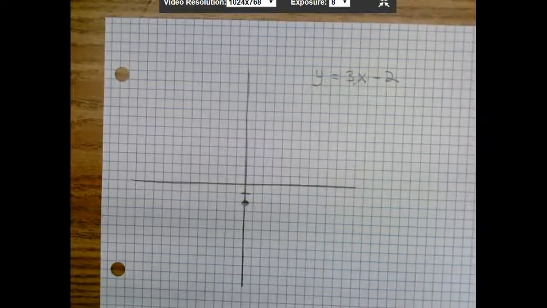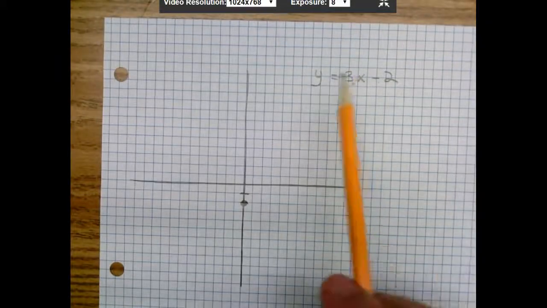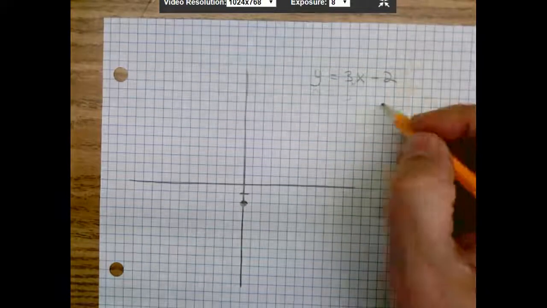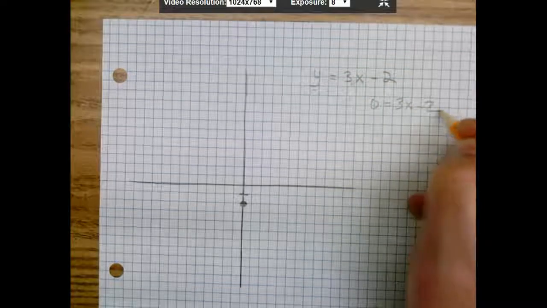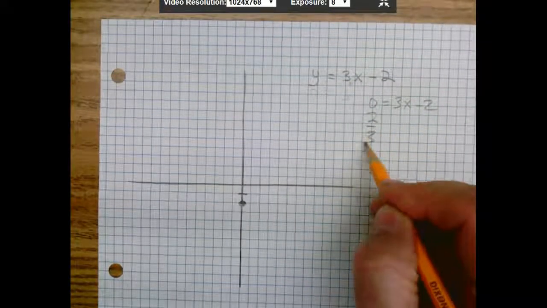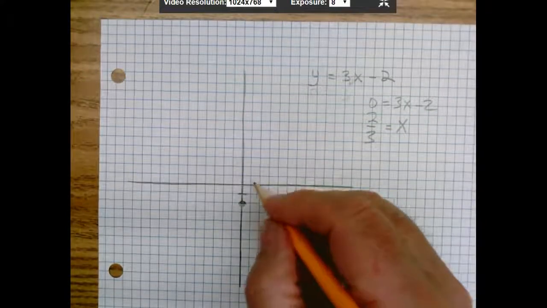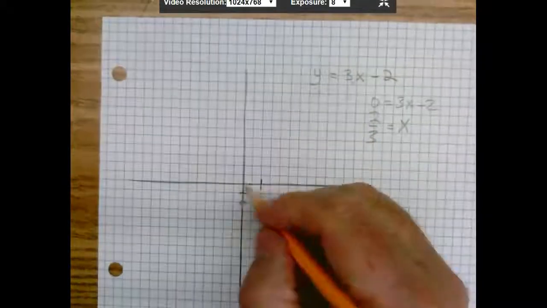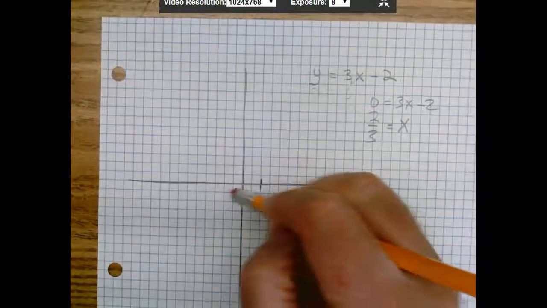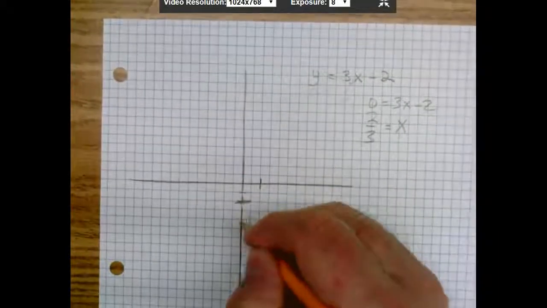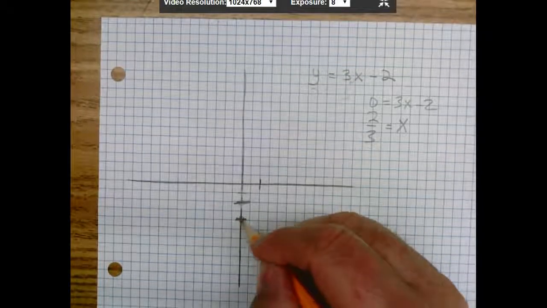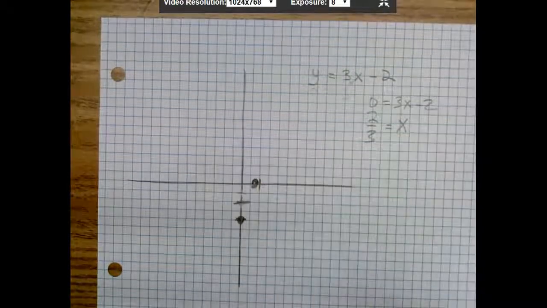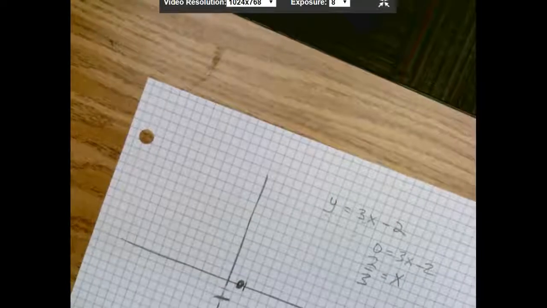And then we can plug in to find where the x-intercept is. At the x-intercept, y is going to be 0. So we make it 0 equals 3x minus 2. We're going to add 2 to both sides and divide by 3. So 2/3 equals x. So if this is 1, let's say each one of these is 1, and a 2. Then this would be where our line crosses the y-axis, and then about 2/3, so somewhere around here. And then we use a ruler to draw in the line.